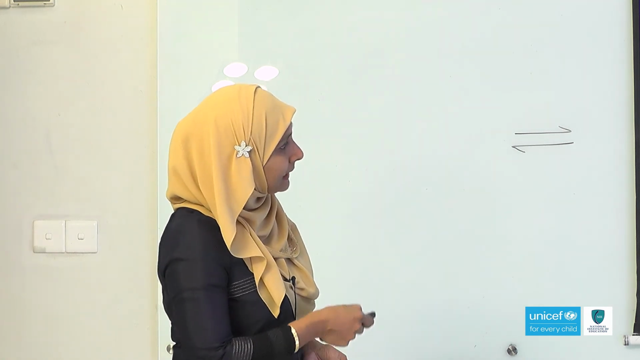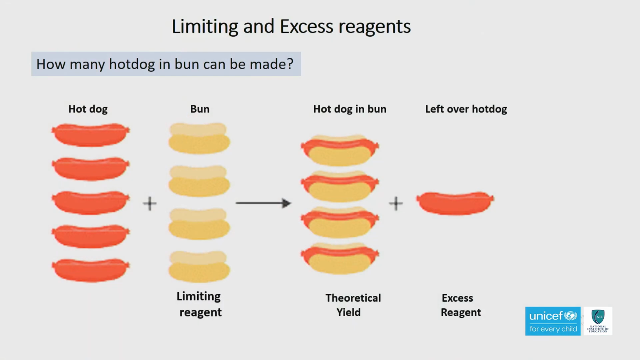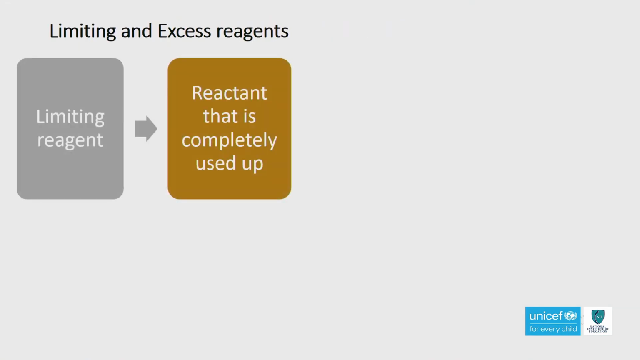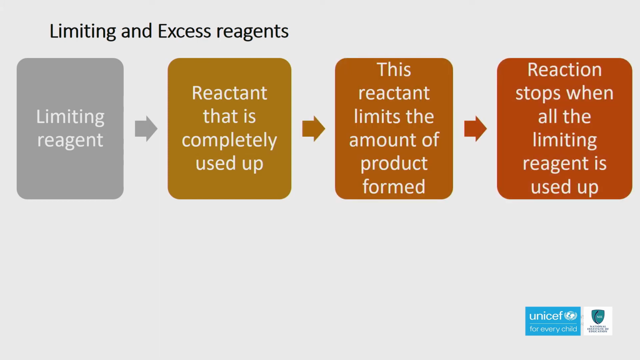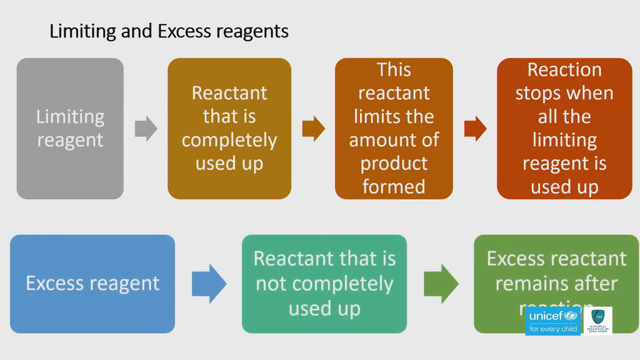So, that is the theoretical yield and that is the excess reagent. In chemistry, a limiting reagent is a substance that is completely used up in the reaction, and it limits the amount of product that is formed. The reaction will stop as soon as the limiting reagent is used up. On the other hand, the excess reagent is the one that is in excess, and there will always be some extra at the end of the reaction.